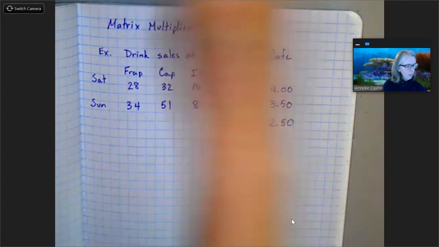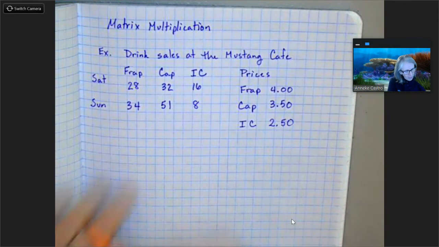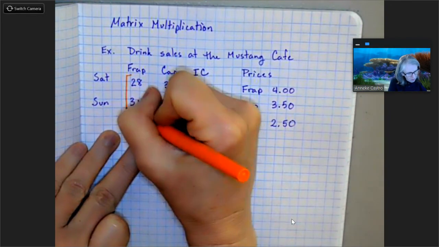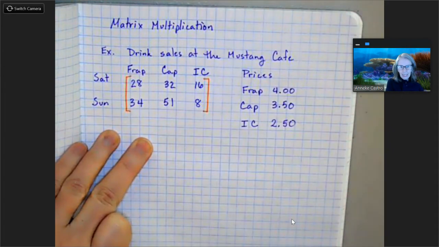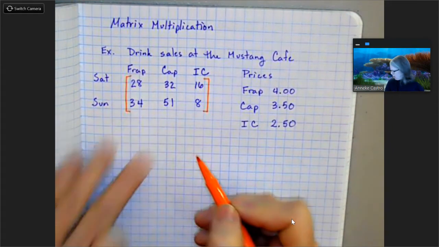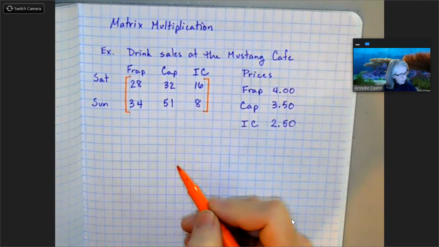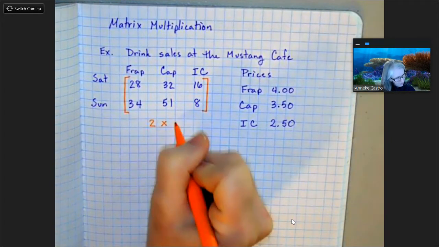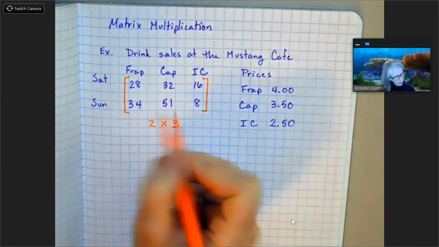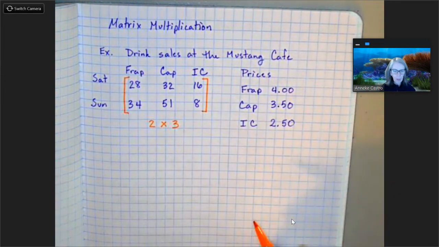Okay, so I am going to set this up like a matrix now. To make it look like a matrix, we're going to put it in parentheses, giant parentheses or brackets. Okay, so here's my first matrix. And notice if we were to say the order of this matrix, it is a 2 by 3. There are 2 rows and 3 columns. So it's a 2 by 3 matrix.